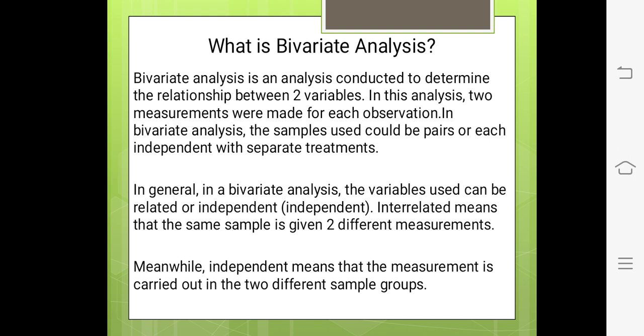In general, in a bivariate analysis, the variables used can be related or independent. Interrelated means that the same sample is given two different measurements. Meanwhile, independent means that the measurement is carried out in two different sample groups.